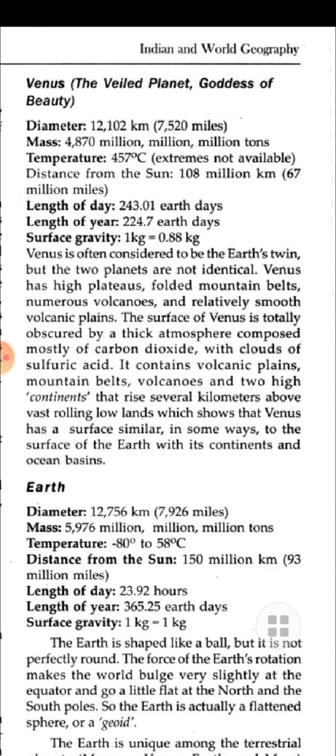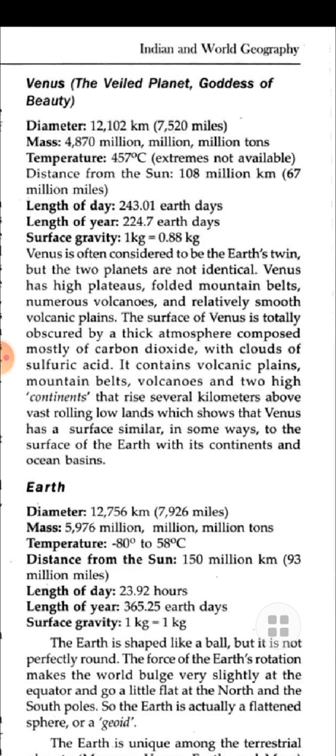Venus, the veiled planet, goddess of beauty. Diameter is 12,102 kilometers. It means 7,520 miles. Mass is 4870 million tons. The temperature is 450 degrees Celsius. Distance from the Sun is 108 million kilometers. It means 67 million miles. Length of the day is 243.01 Earth days. Length of the year is 224.7 Earth days. The surface gravity: 1 kg is 0.88 kg.